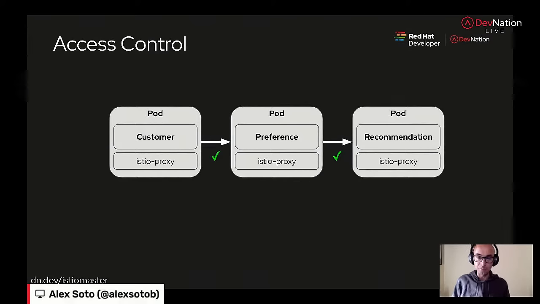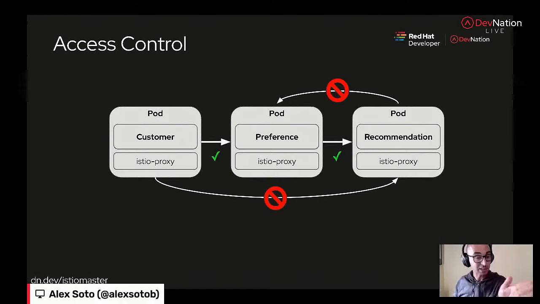Another thing that Istio improves in security is the access control. It's important to define which services can access which services, right? So for example, I can say that customer can access preference and preference can access recommendation. That's fine, but customer cannot access recommendation, or recommendation cannot access preference. So I need to provide access control to the calls. So any forbidden call, any call that I might not expect to happen is protected.